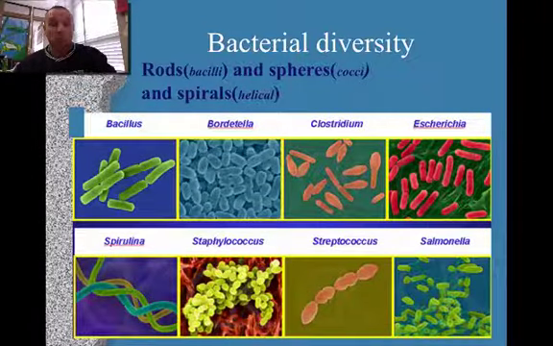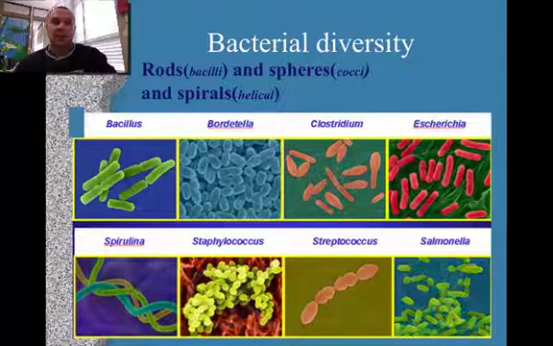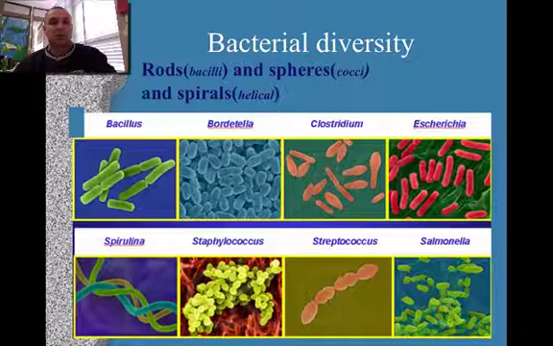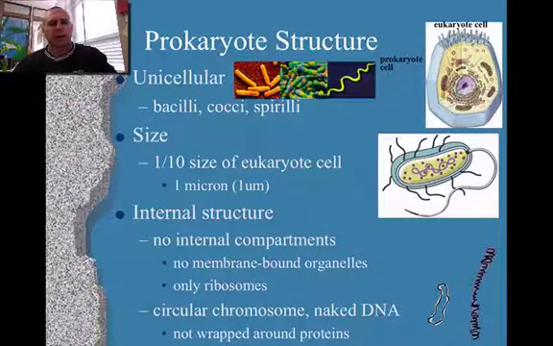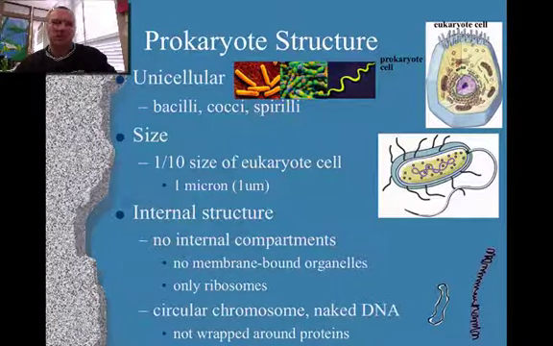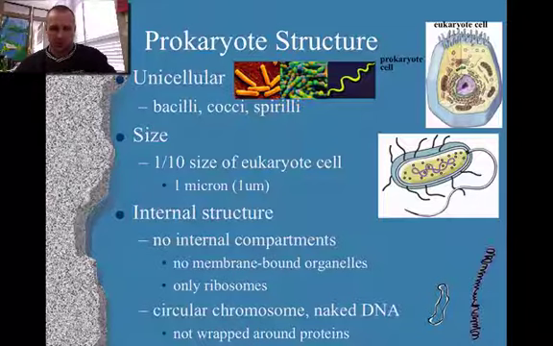But Bordetella is an example of some sphere-shaped bacteria, and spirulina is an example of spirilla bacteria. This is like your blue-green algae. We talked about prokaryotes being unicellular in their shape, but their size, they're only about 1/10 the size of a eukaryotic cell. They're less than 1 micron, so they're very, very small.